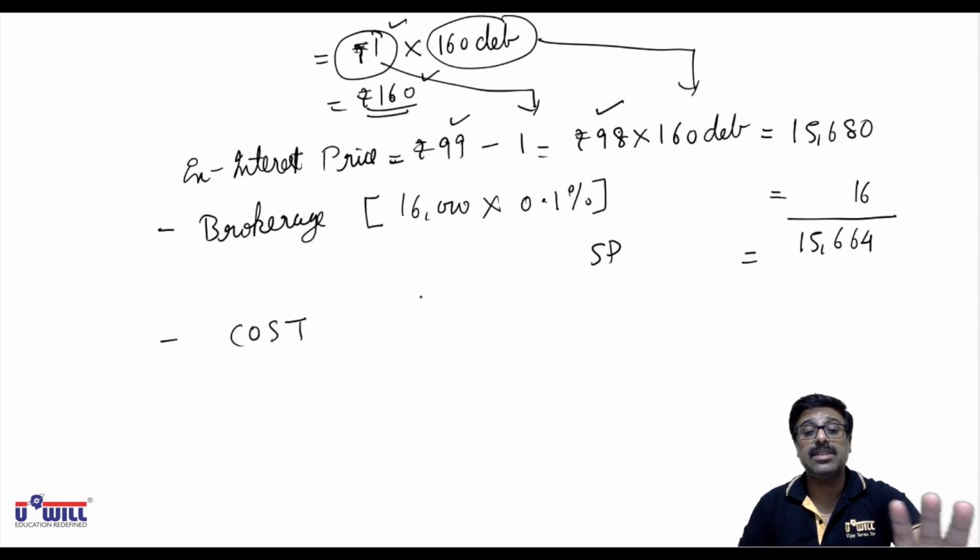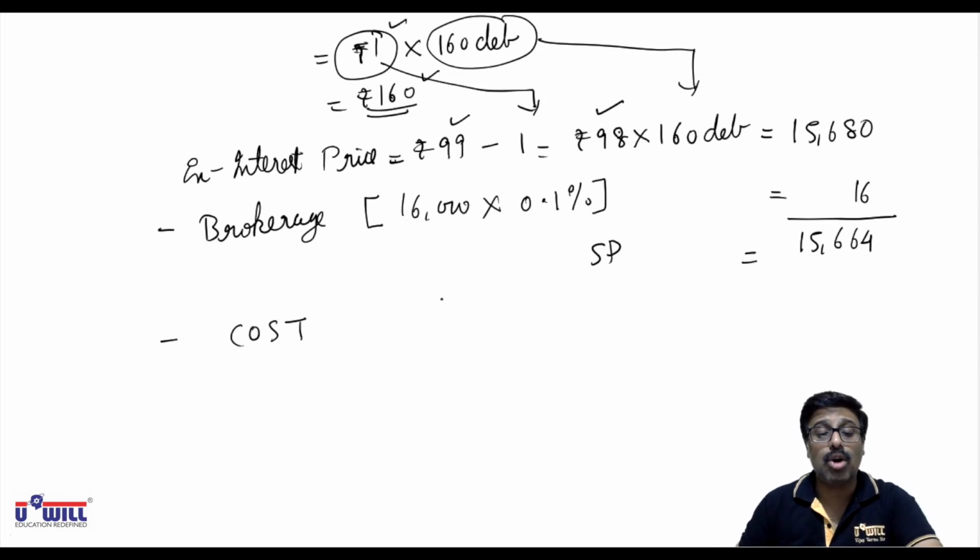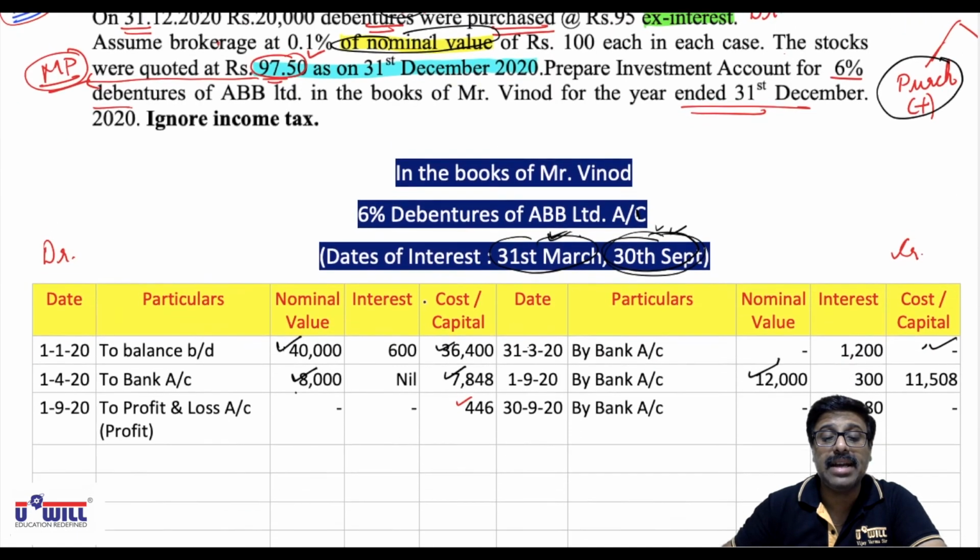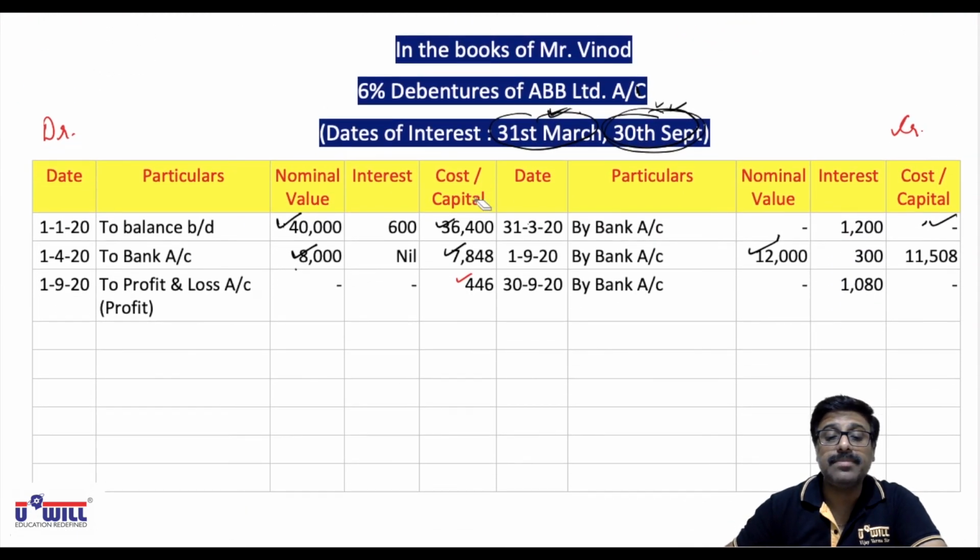After the ex-interest price, your workings are over if you are purchasing. But if you are selling, then you will find cost and profit also. Weighted average cost, how do you find? Total of debit side: 36,400 plus 7,848 plus 446. Total of capital column debit side.